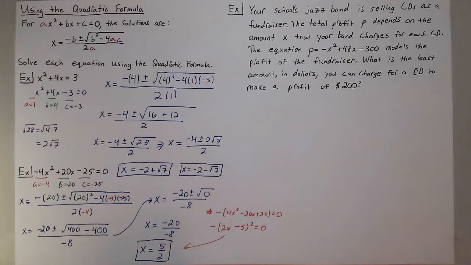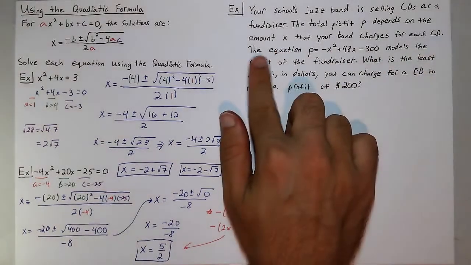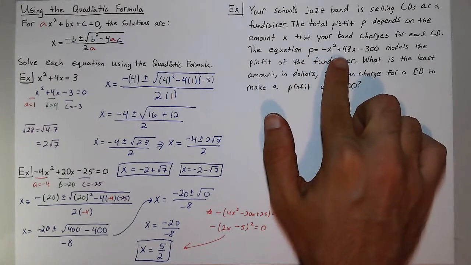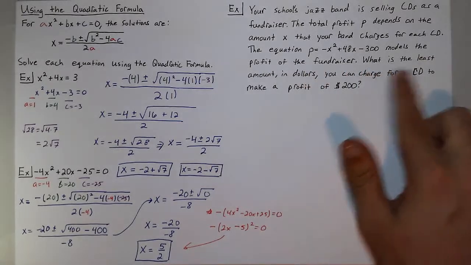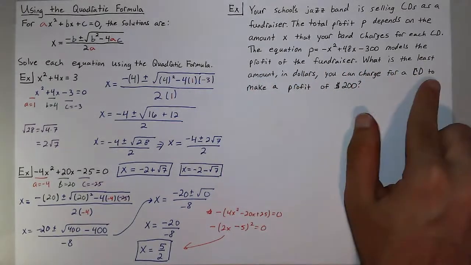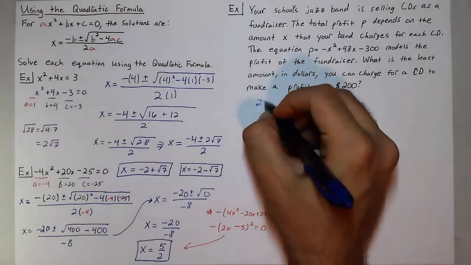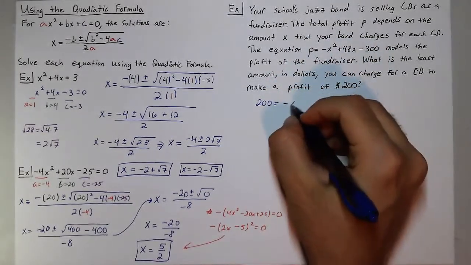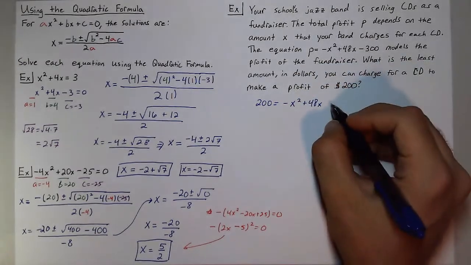Now for our last example, your school's jazz band is selling CDs as a fundraiser, and the total profit P depends on the amount X that your band charges for each CD. So the equation is P is equal to negative x squared plus 48x minus 300, and that models the profit of the fundraiser. So what is the least amount in dollars you can charge for a CD to make a profit of $200? So what this means is that I want P to equal 200. And then I'm going to solve for X to find the price that would help me get that profit of 200.